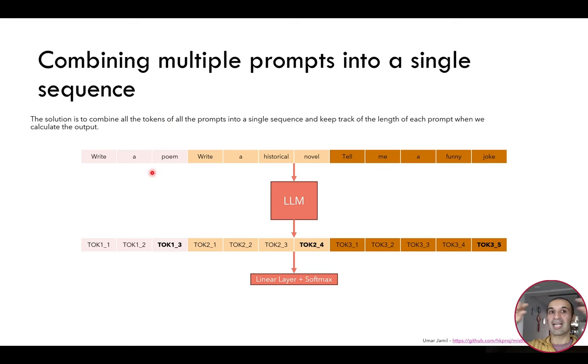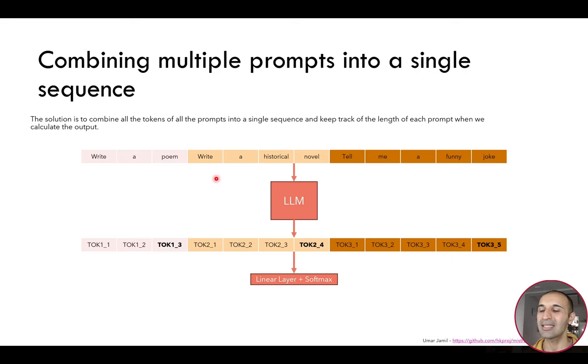We take this mega sequence, we run it through our LLM model, so it could be Mistral or it could be Llama. This, as I told you before, N input tokens in a transformer will result in N output tokens. So we have here 3 plus 4, so 7, 7 plus 5, 12 tokens as input. It will produce 12 tokens as output.